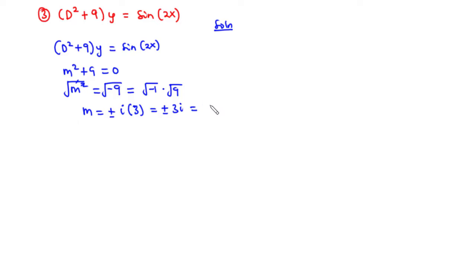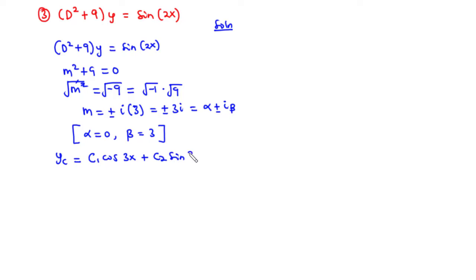So we have this to be equal to alpha plus or minus i beta. And then you realize that we have alpha to be 0, and then we have beta to be 3. Therefore, we have the complementary function equal to e to the power 0 times x, so that is e to the power 0, which is 1. So we have 1 times c1 cos 3x plus c2 sine 3x. This is the complementary function.